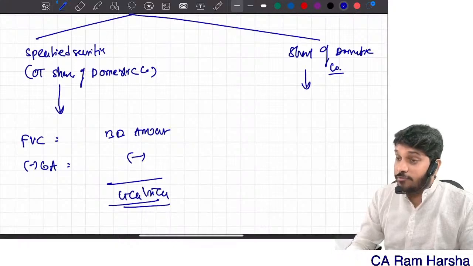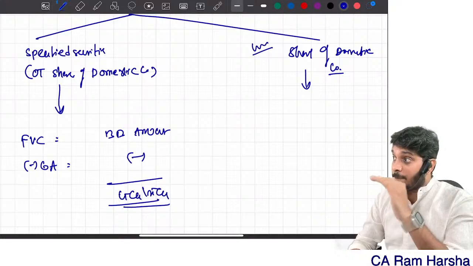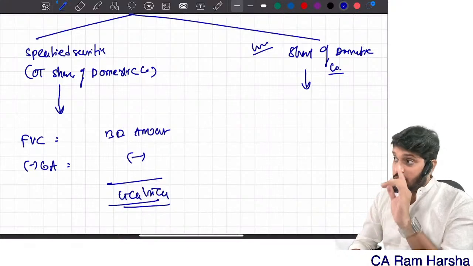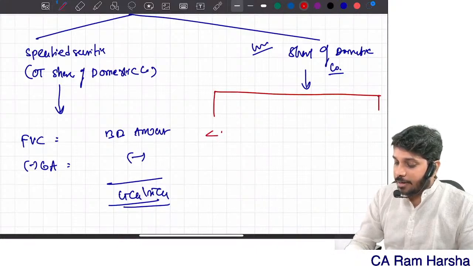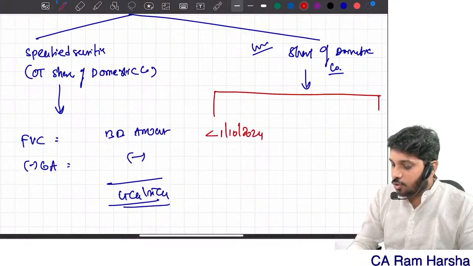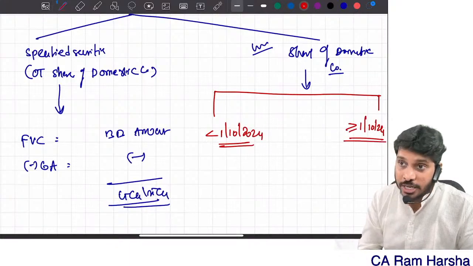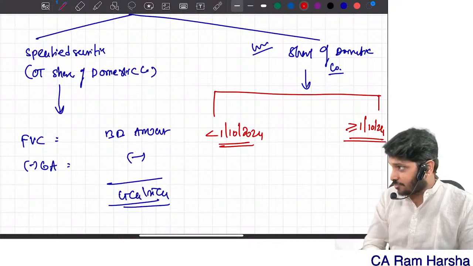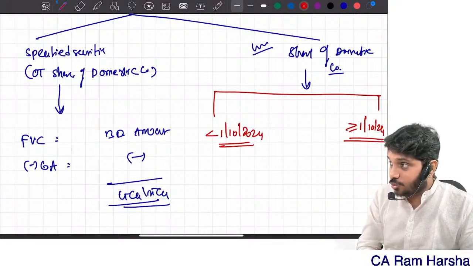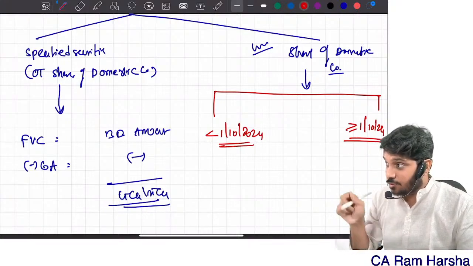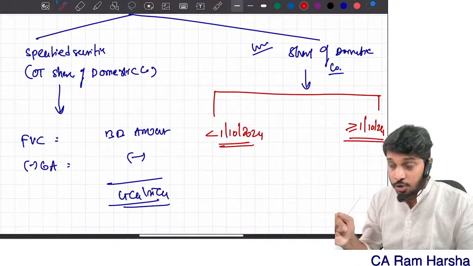Suppose it is shares of domestic company, listed, unlisted, whatever. Getting it? If the domestic company is buying back, here is an important amendment. When the buyback happened, is it before 1st October 2024 or on or after 1st October 2024? You should check out 1st October 2024. I think when I'm telling you dates, I also mentioned this 1st October.